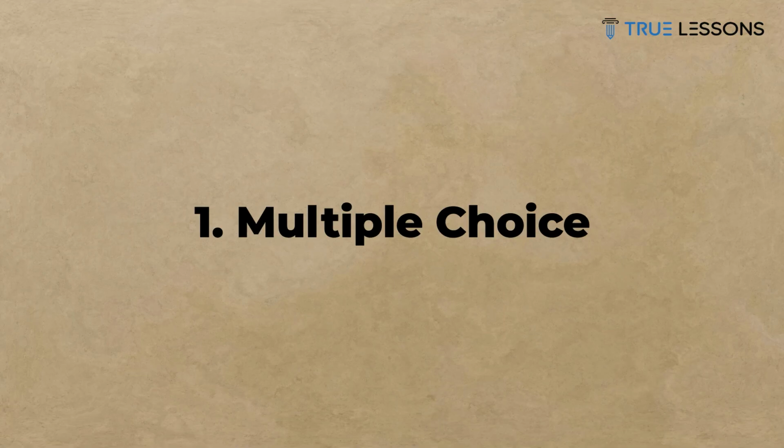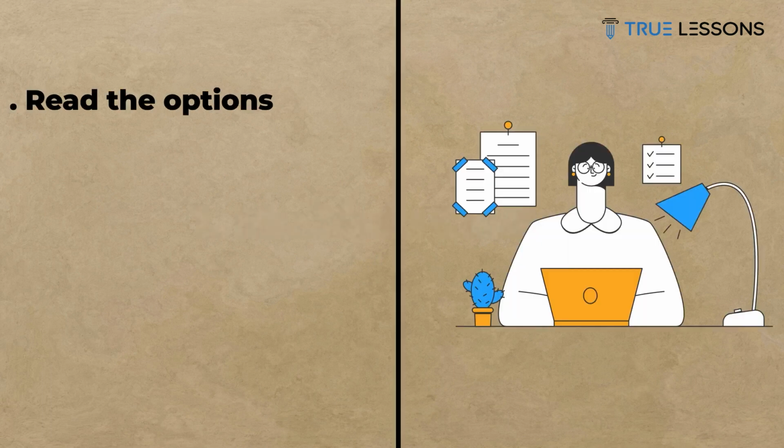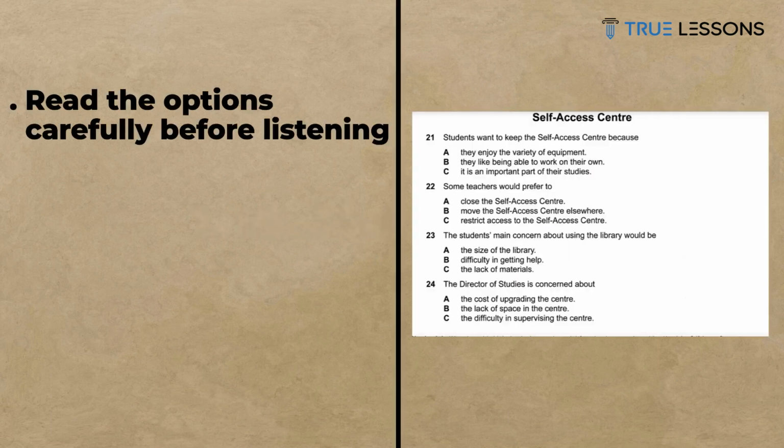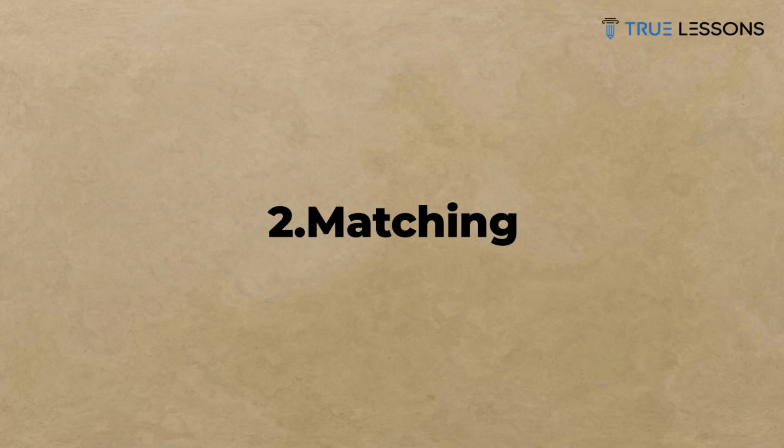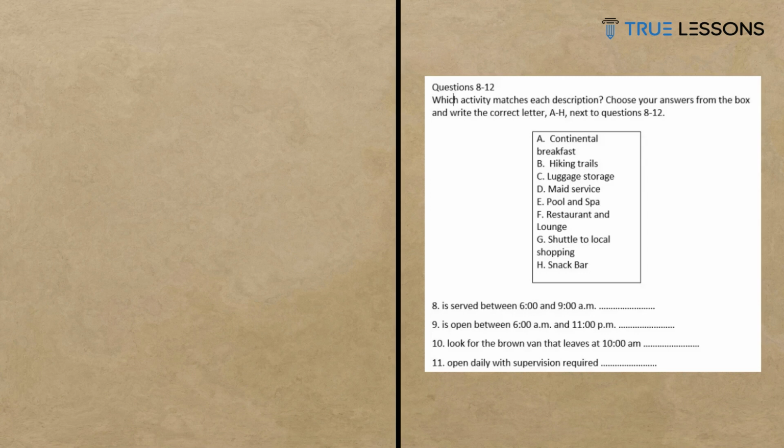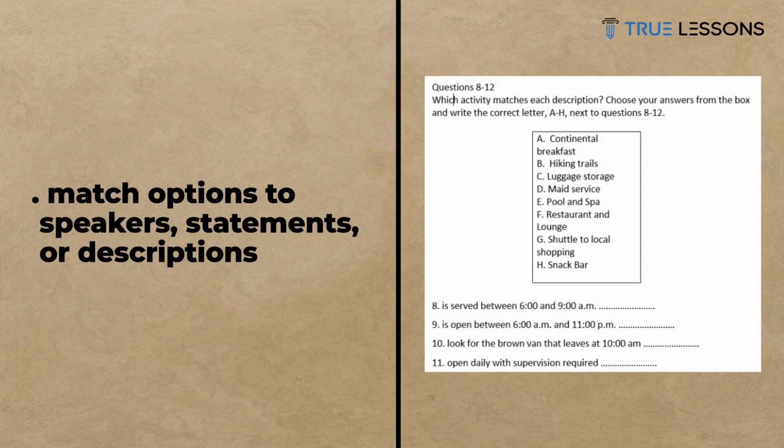In the IELTS listening test, various types of questions assess different listening skills. Here are some of the common question types and some tips which will help you with them. Multiple choice questions: read the options carefully before listening. Focus on keywords and try to eliminate incorrect options as you listen to the recording. Matching questions: pay attention to the instructions, such as whether you need to match options to speakers, statements or descriptions. Listen for specific details that match the given criteria.